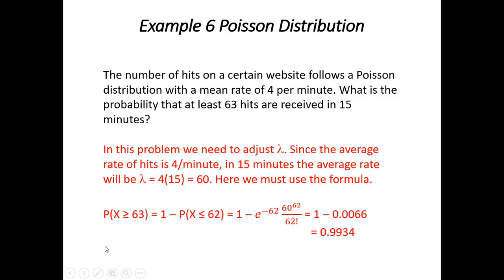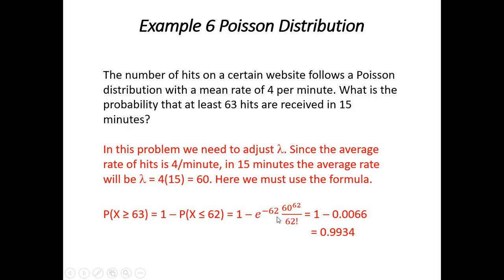So to calculate the probability x is greater than or equal to 63, we first see we have a greater than or equal to probability, so we could solve that using the complement. So this is 1 minus the probability x is less than or equal to 62. So this would be 1 minus e to the minus 60 times 60 to the 62 over 62 factorial, right? That's our x factorial term.